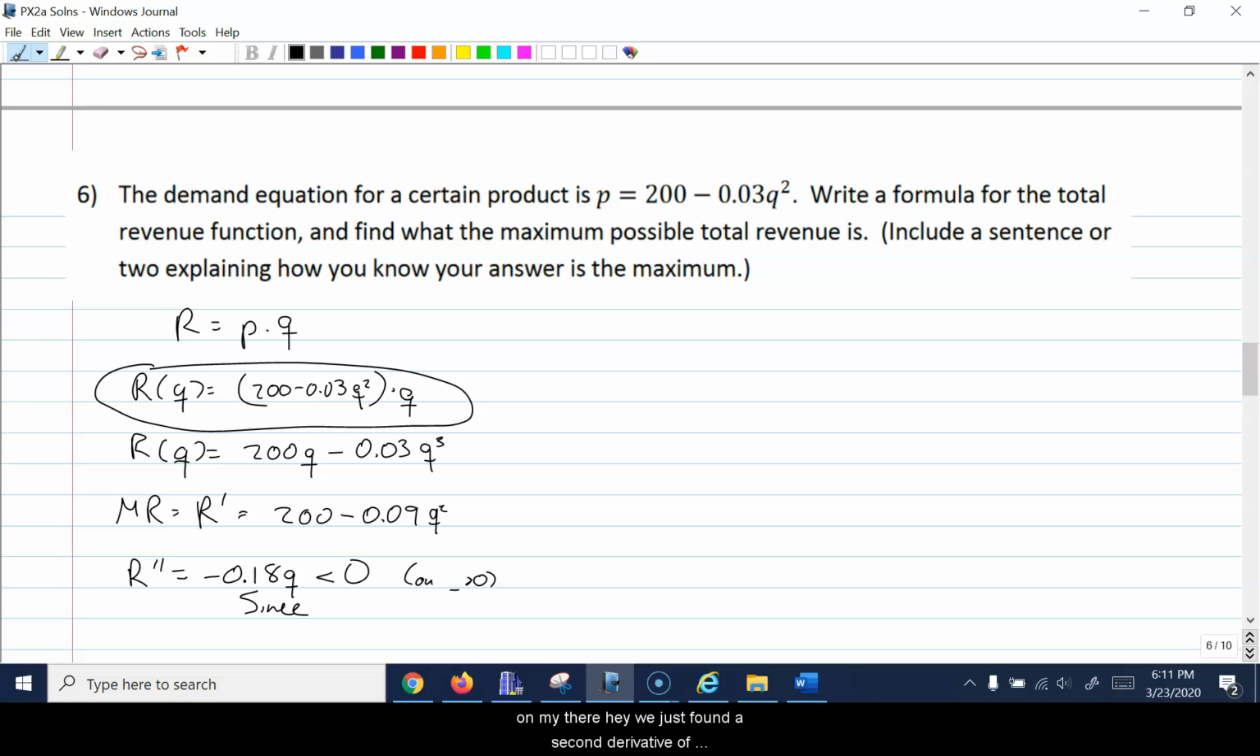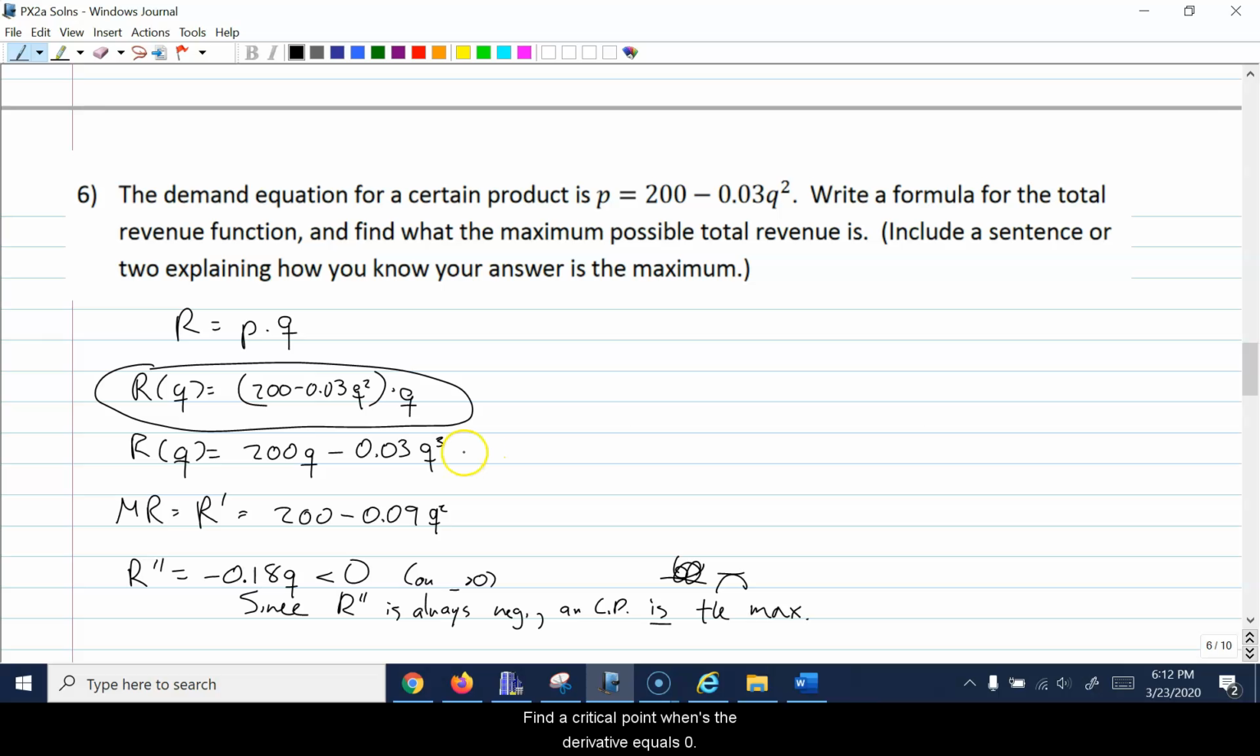Hey, we just found the second derivative was negative, since R double prime is always negative. Negative is concave down, so any critical point is the global max.